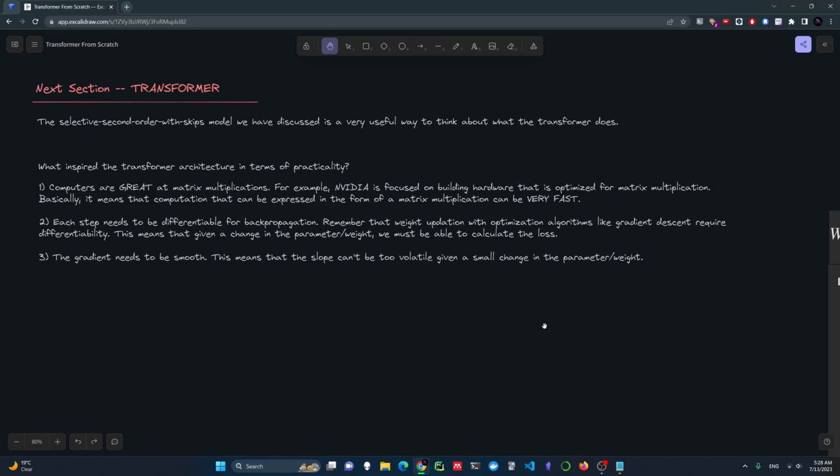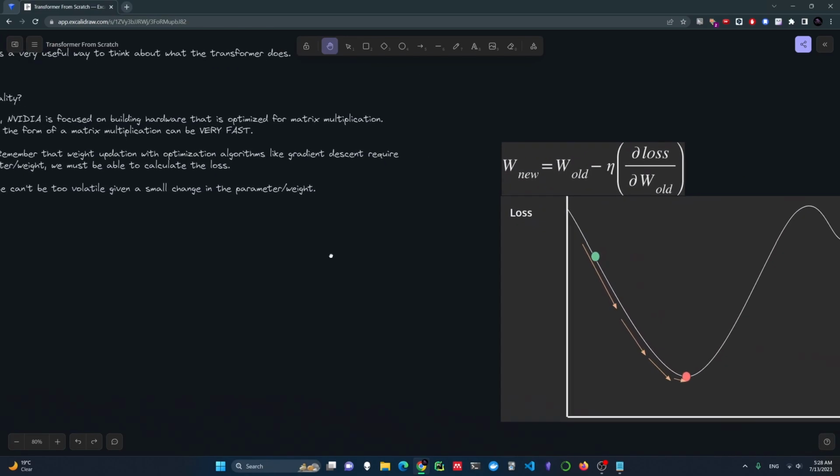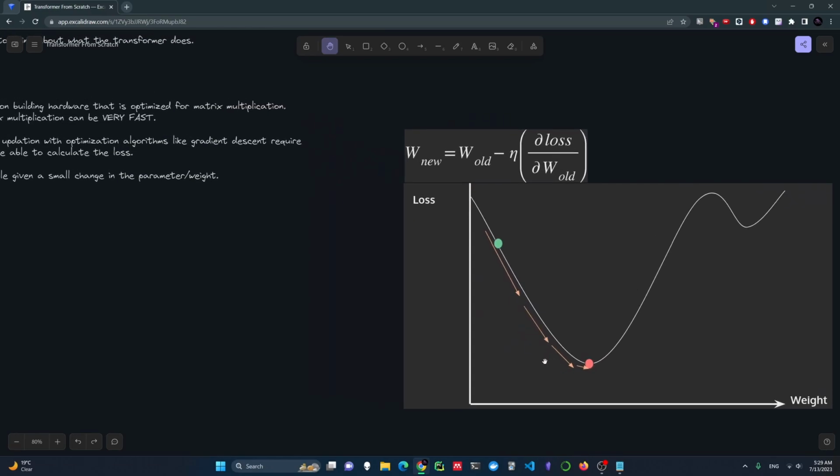And third, the gradient needs to be smooth. This means that the slope can't go up and down, right, given a small change in parameter weight. So this is pretty smooth, right? We can easily estimate where the minimum is here, right?